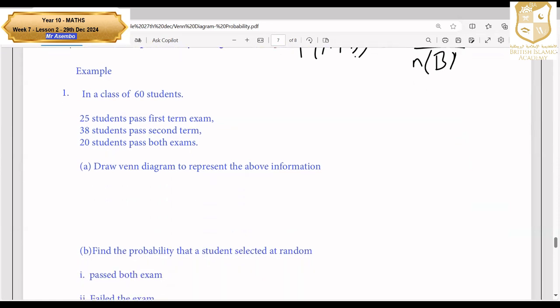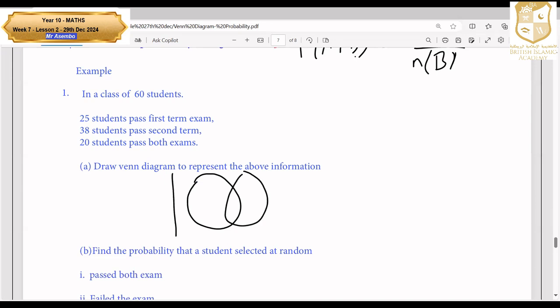Now let's take this one as an example. In a class of 60 students, 25 students passed the first term exam, and then 38 students passed the second term exam, and then 20 students passed both exams. Now remember, all this information must first be put into the Venn diagram. Then after the Venn diagram, that's when you can calculate the probability. So part A here, we are told to draw a Venn diagram to represent the above information. So let's draw the Venn diagram first.